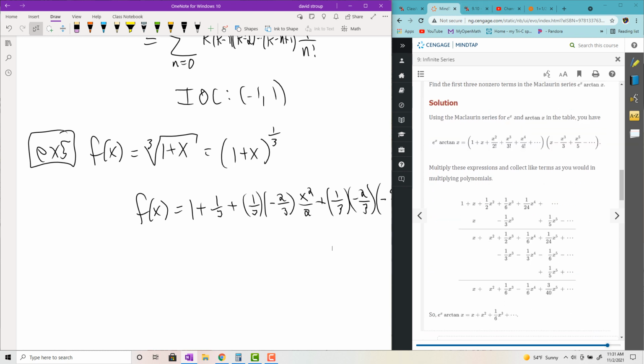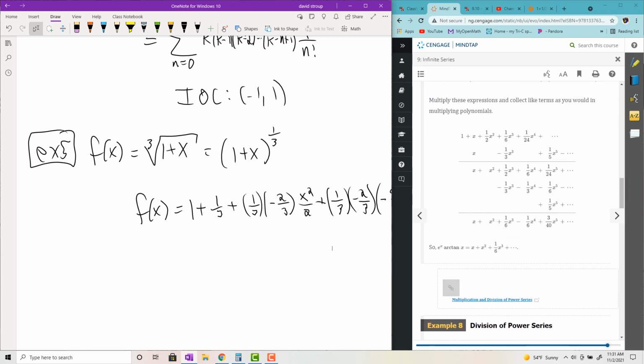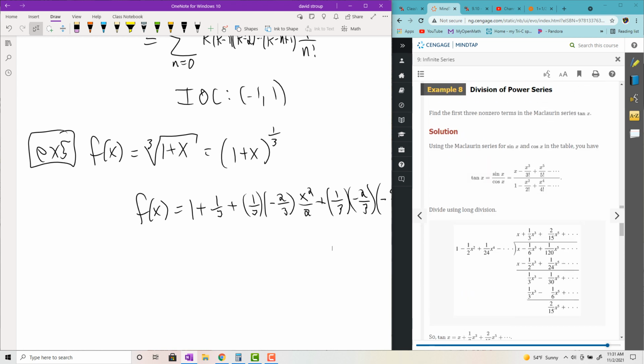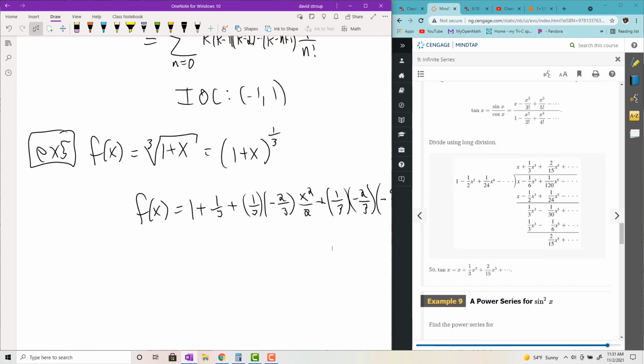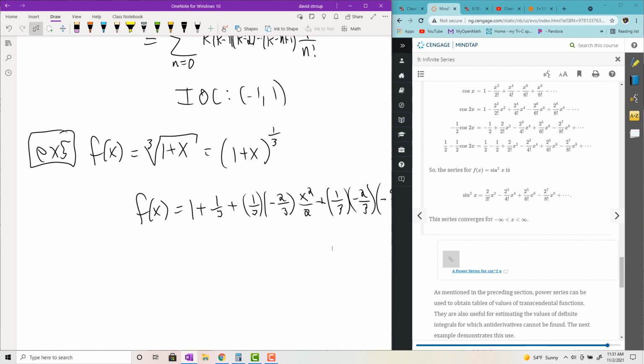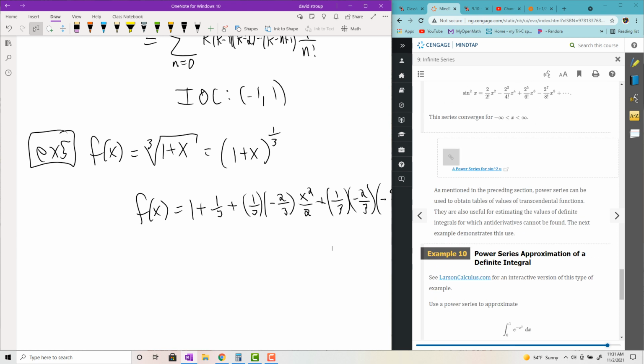You can get products of functions like e to the x arc tan x just by multiplying out the entire thing. You can do division, so long division, if you want the power series for sine of x over cosine x, which is tan x. You can square these things out. You can use trig identities to pull this off. So if you know the power series for cosine, you could get cosine 2x via substitution and then form the power series for sine squared.